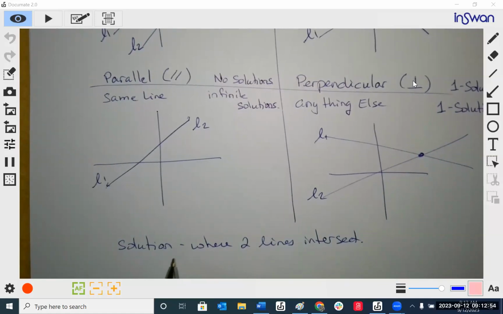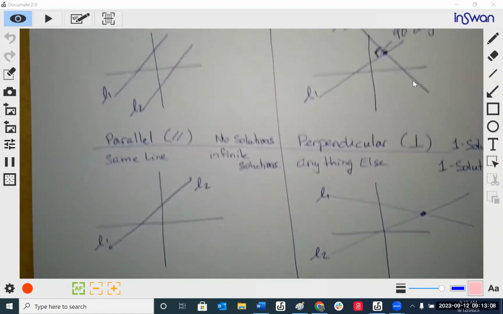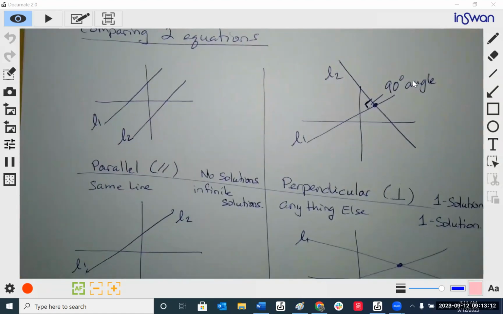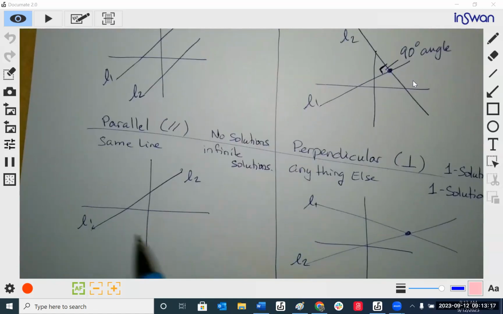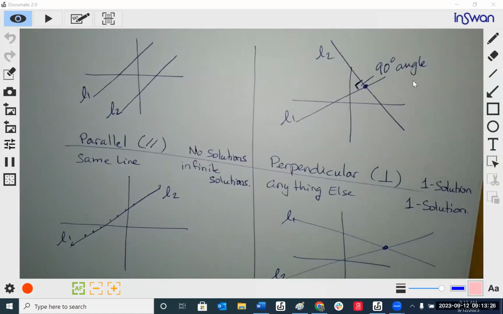But there's more definitions of solution. There are 4 more definitions of solution. But in this case, we're going to say solution means where they intersect. Why does this one have no solutions? Yeah, because they're parallel. They never touch. This one has infinite solutions because every point is a solution. They overlap at every point. And these only cross at one point.